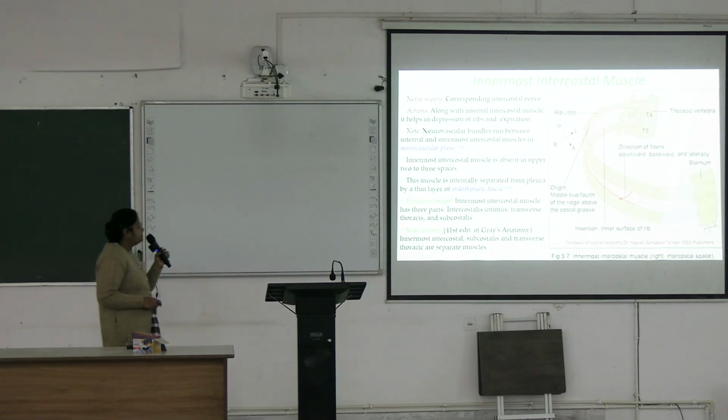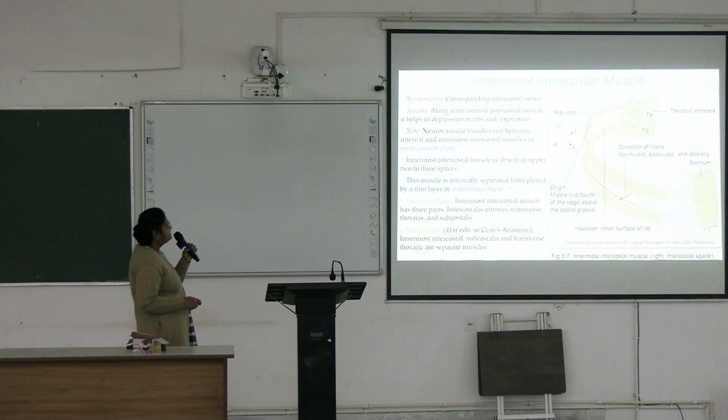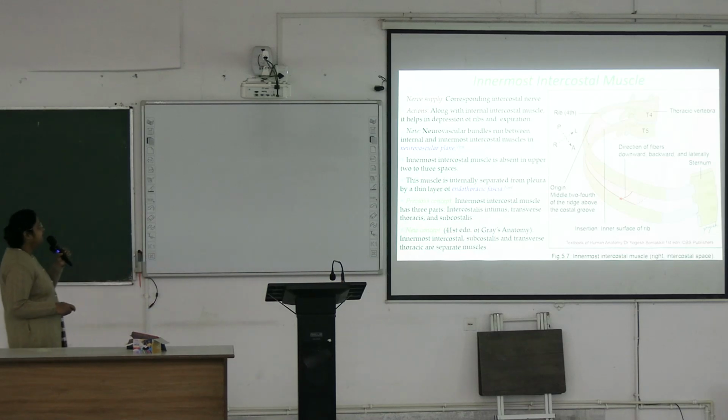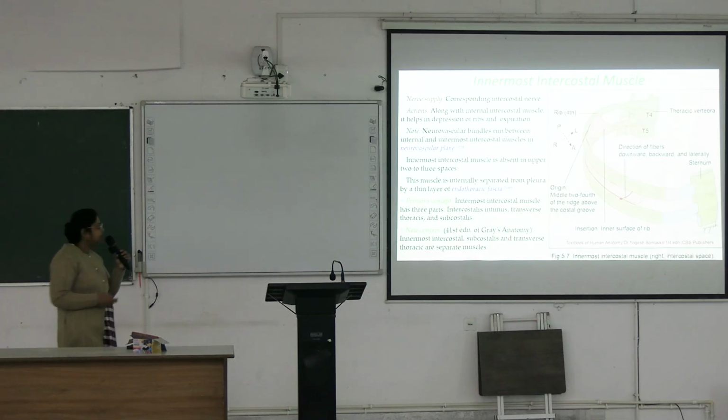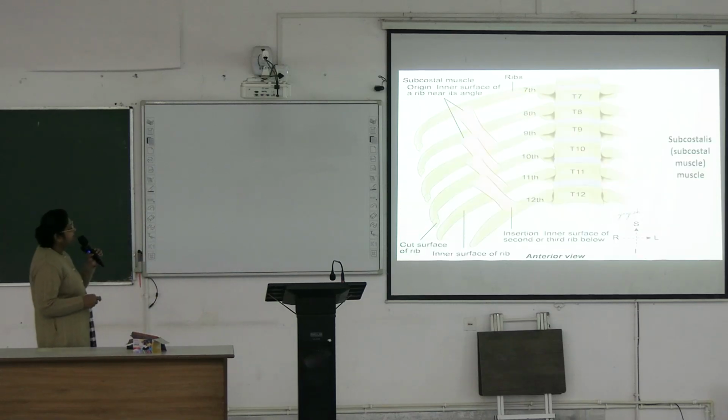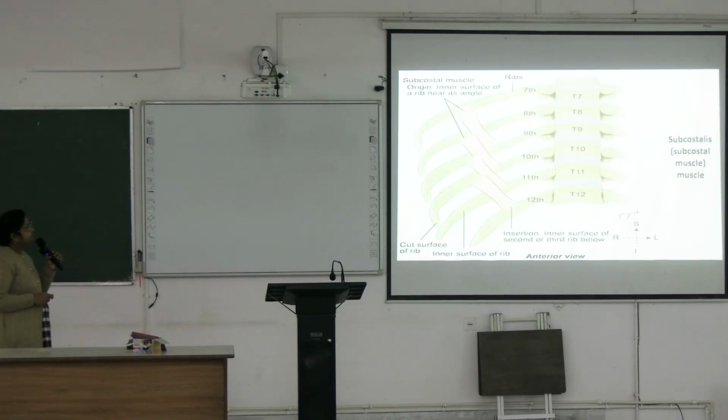According to the previous concept, innermost intercostal muscle has three parts: intercostalis intimus, transversus thoracis and subcostalis. But according to the 41st Gray's, innermost intercostal, subcostalis and transversus thoracis are separate muscles. See, this is the subcostalis muscle. Okay, these muscle fibers you will see during posterior wall of thorax dissection.